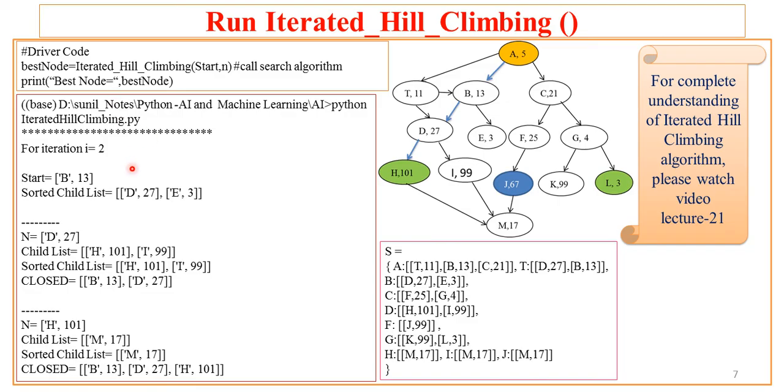In the next iteration, this algorithm picks a random candidate from the list of candidates. In the list of candidates there are T, B and C. At this particular point, in iteration 2, it has chosen B. With respect to B, it will now try to find out what the child nodes for B are. They are D and E, and the list is sorted.